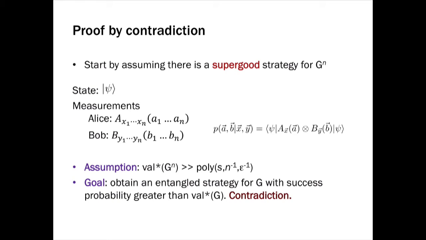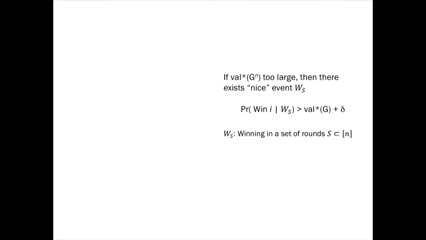So how do we do this transformation? Well, if the entangled value of this repeated game is too large, then there exists some nice event W sub S. I'll explain what that is in a second. But under this nice event, the probability that these players win the ith round, for an average i, is greater than the entangled value plus delta. Okay? And what is this nice event? It's just winning in some small set of rounds S. And this is not too hard to show. You can show this without thinking about anything quantum. So if you've identified such a coordinate i, such that the probability of winning i conditioned on this event is greater than the entangled value of the original game, then you have a good start, right?